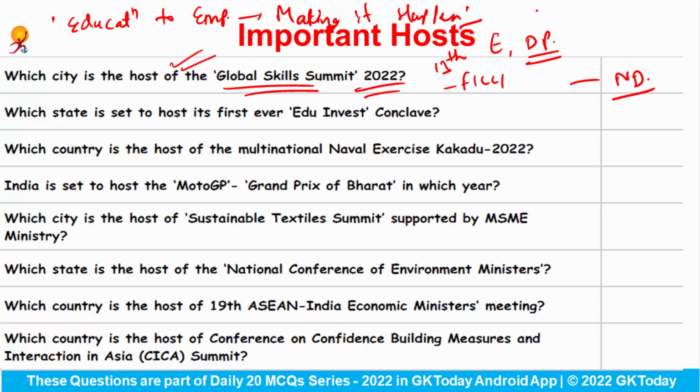And representatives from the World Bank, International Labour Organization, United Nations Development Programme, UNICEF, and industry leaders from organizations like LinkedIn, Amazon, Adobe will participate in this event. Fine. Two things are important. This summit is to take place in New Delhi. And what was the theme? Education to employability, making it happen.